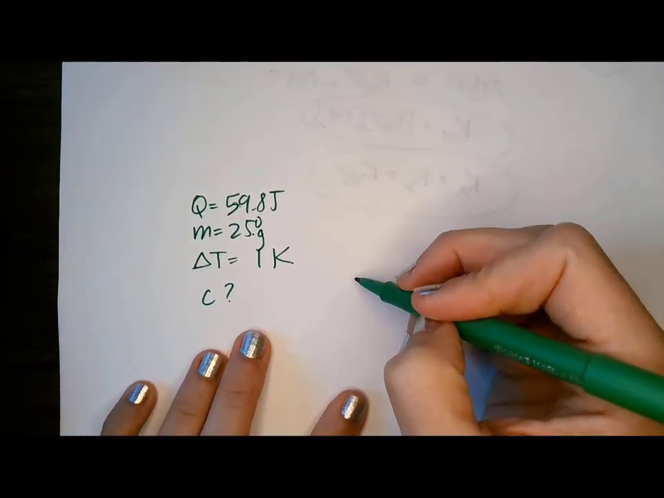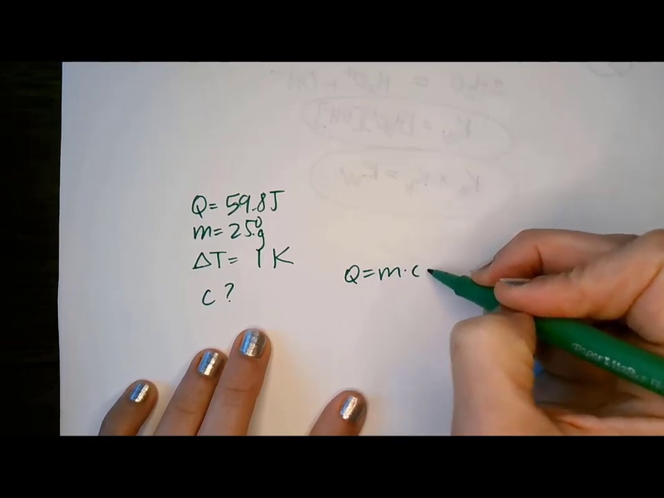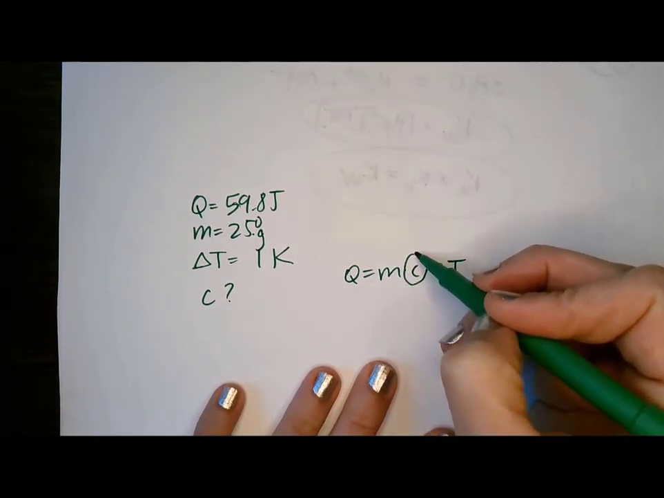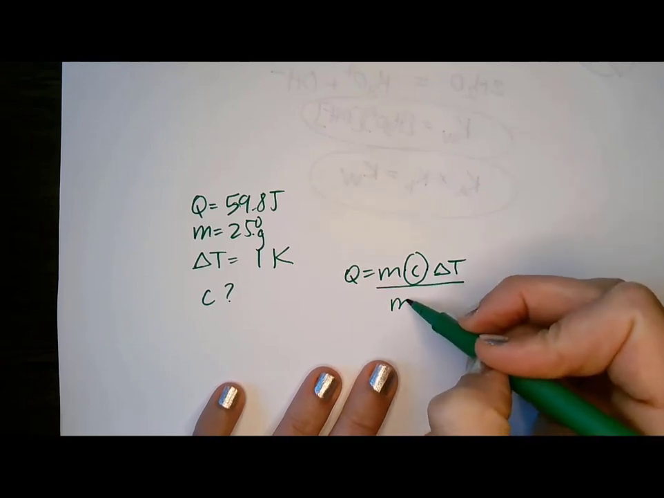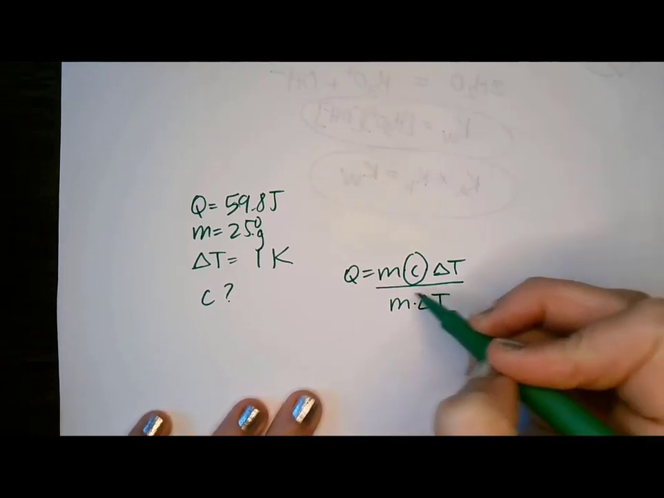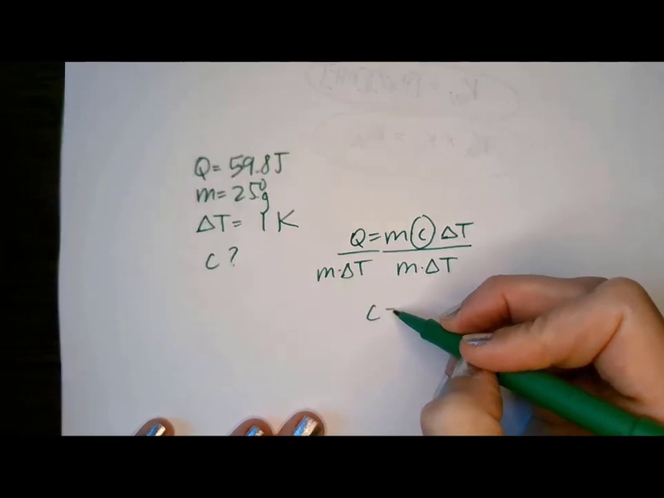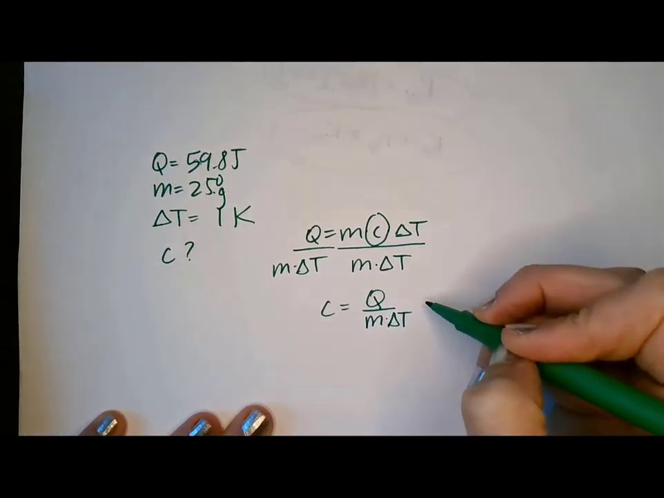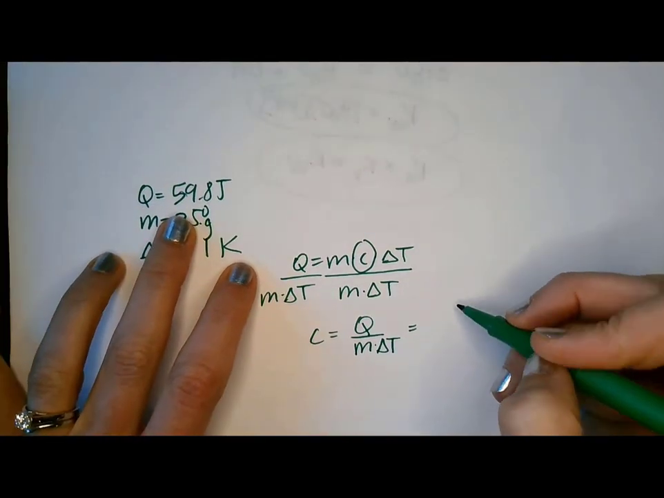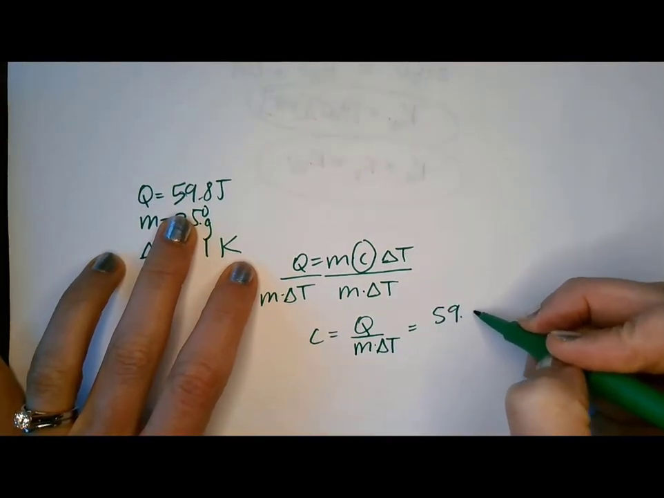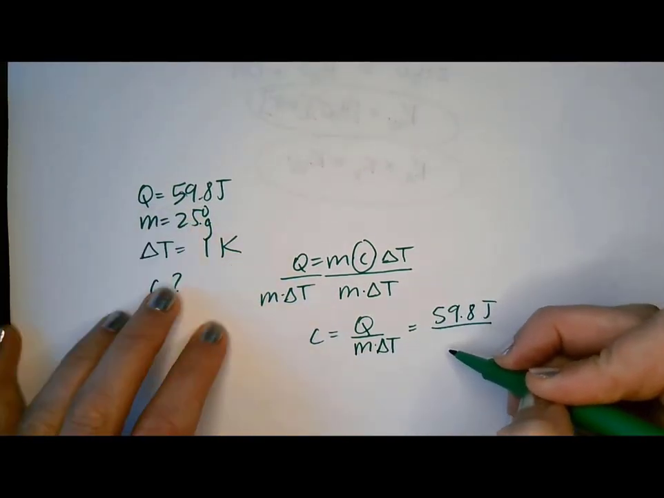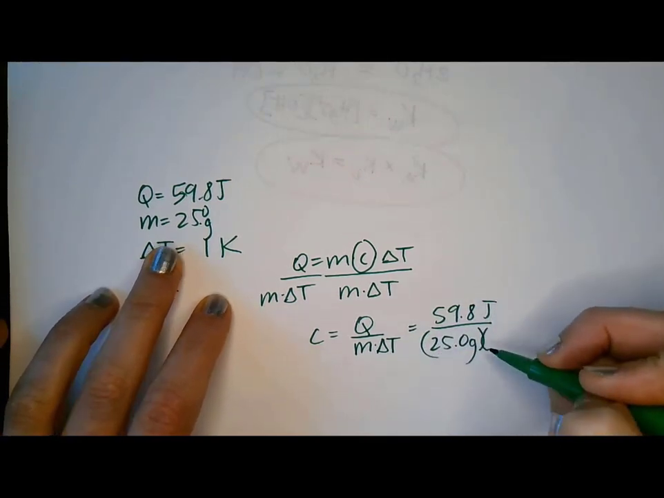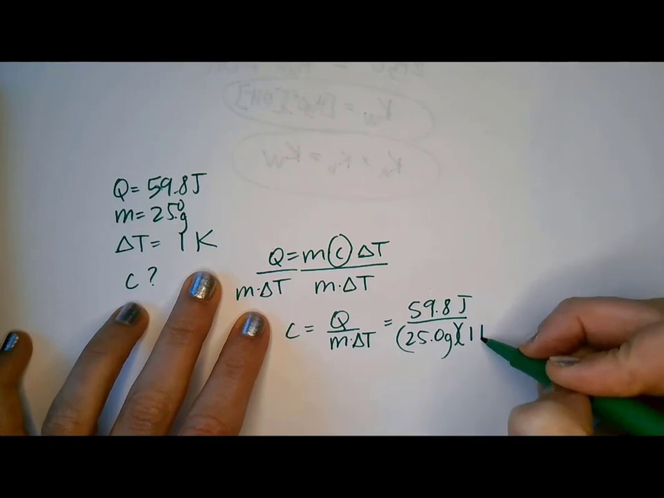So let's plug in our Q equals M times C times delta T. You can do one of two things. If you want to say, hey, how do I solve for C? Then we're going to divide both sides by whatever mass times delta T was. So we can say C is equal to Q divided by M times delta T. Let's do that. We've got Q is our 59.8. Our mass was 25.0 grams. Change in temperature was 1 Kelvin.